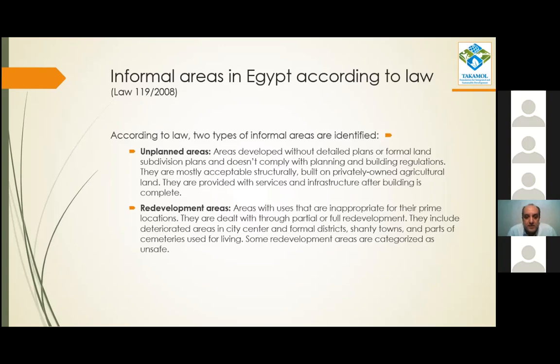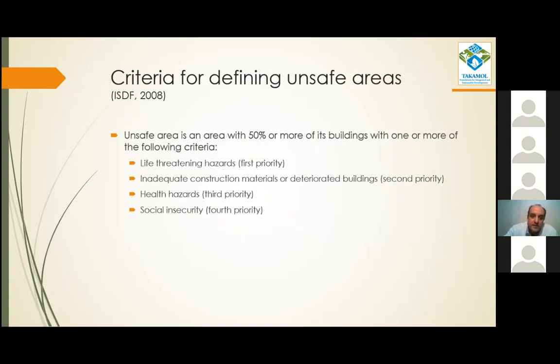and they categorized the informal areas into unplanned areas and redevelopment areas. And then they defined the unsafe areas into 4 categories. The first category is life-threatening hazards, as first priority, like buildings built on cliffs or on railways. The second category is inadequate construction materials or deteriorated buildings, like shacks and unsafe buildings. The third category is health hazards, like areas built on swamps or under the high voltage gas lines. And the fourth category is social insecurity. All these are considered unsafe areas.